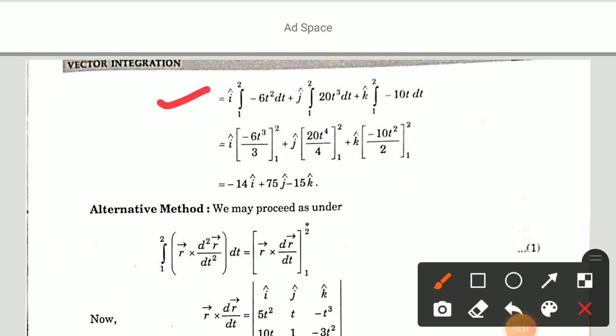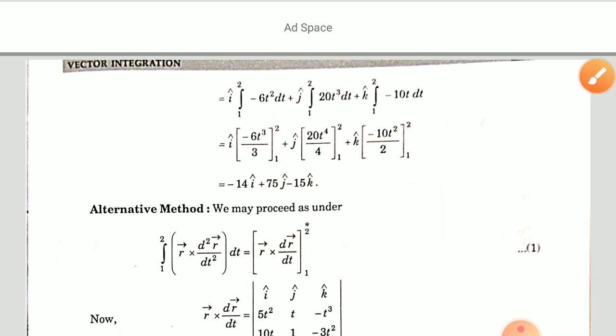Therefore this is equal to i times the integration of minus 6t square, which is minus 6 t cube by 3, plus j times the integration of 20t cube, which is 20 into t raised to power 4 by 4, and minus 10t integration is minus 10t square by 2. After solving, the value is minus 14i plus 75j minus 15k. That is the required one.